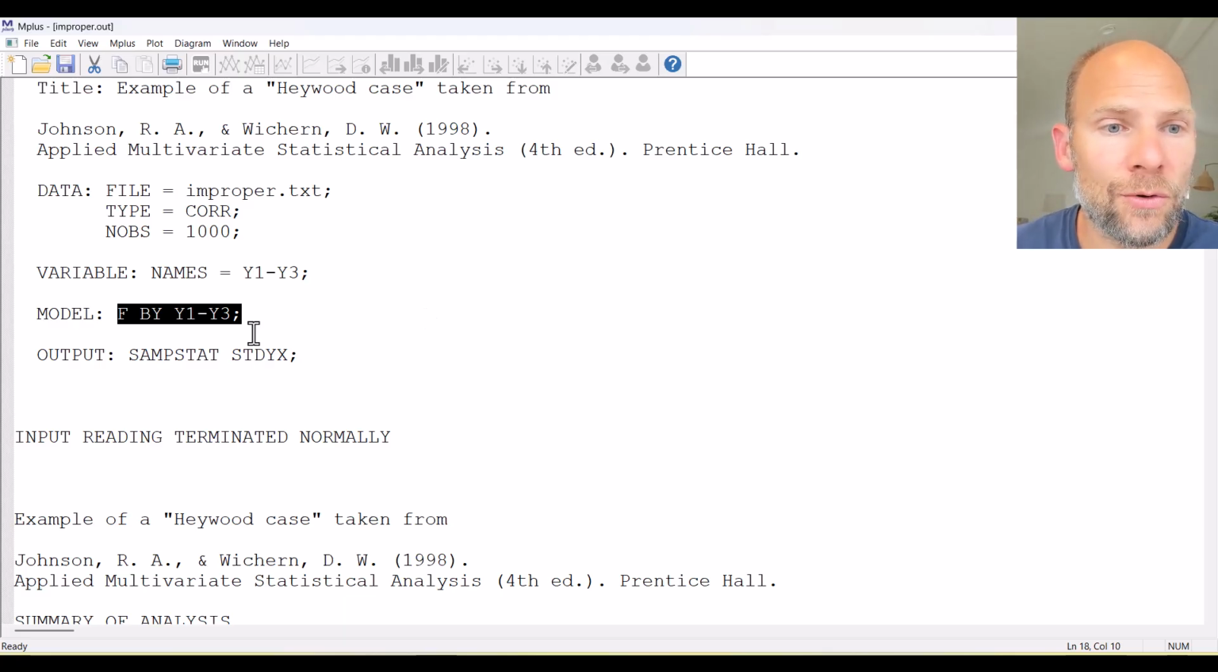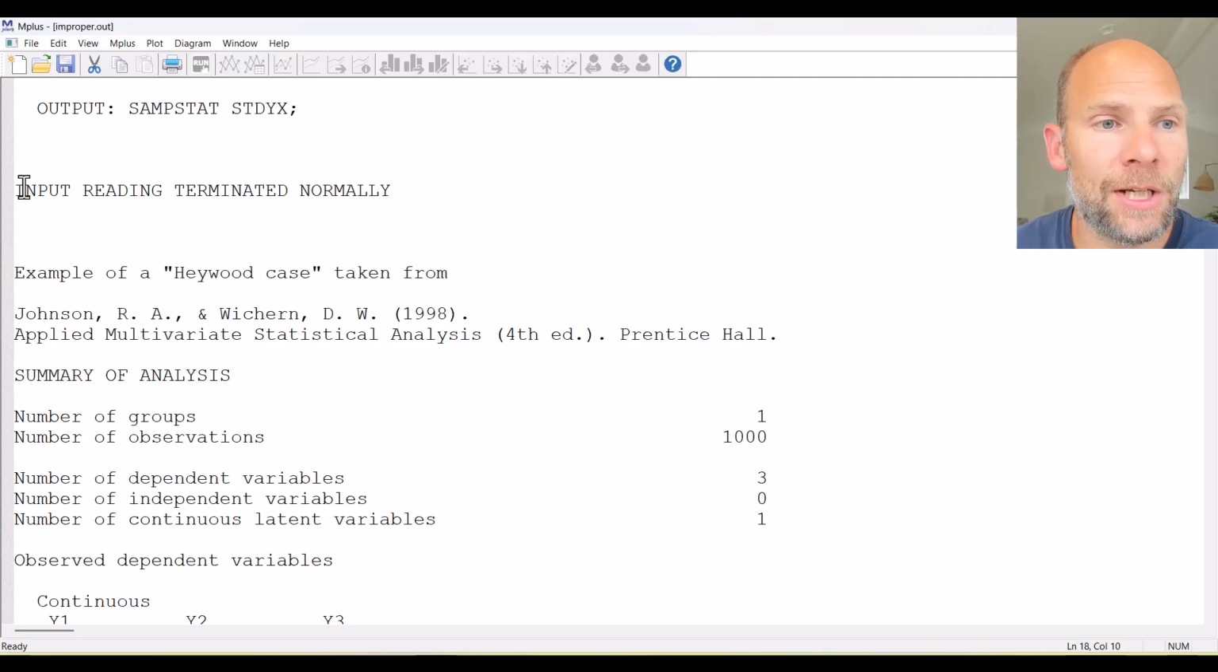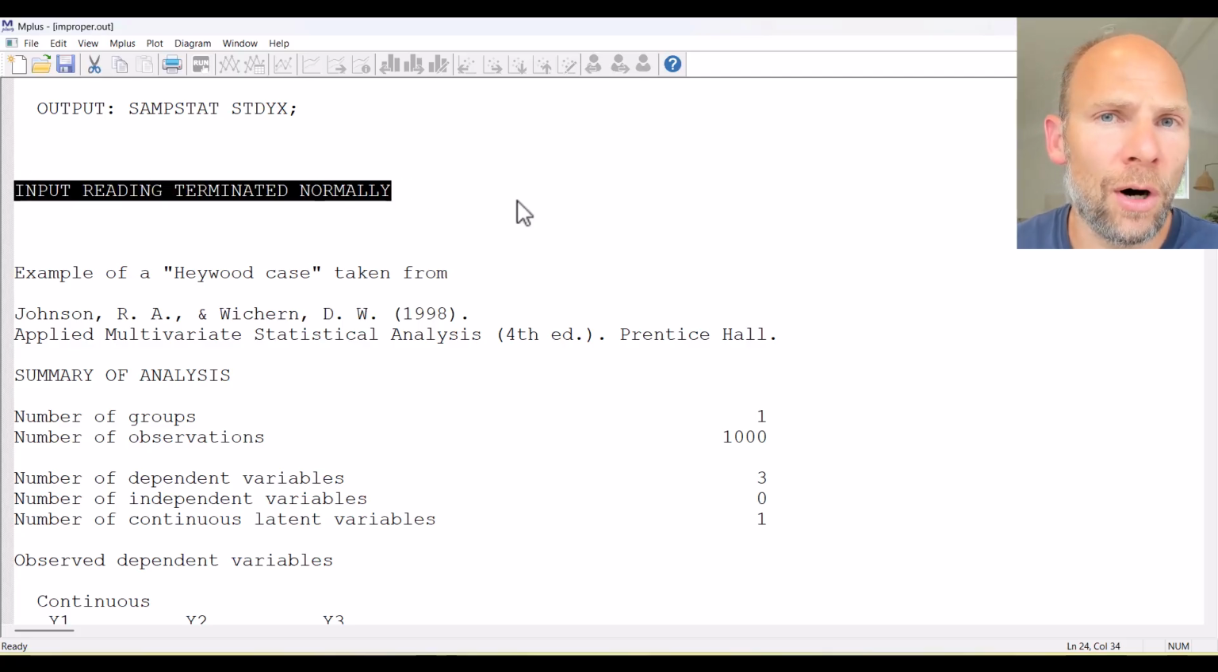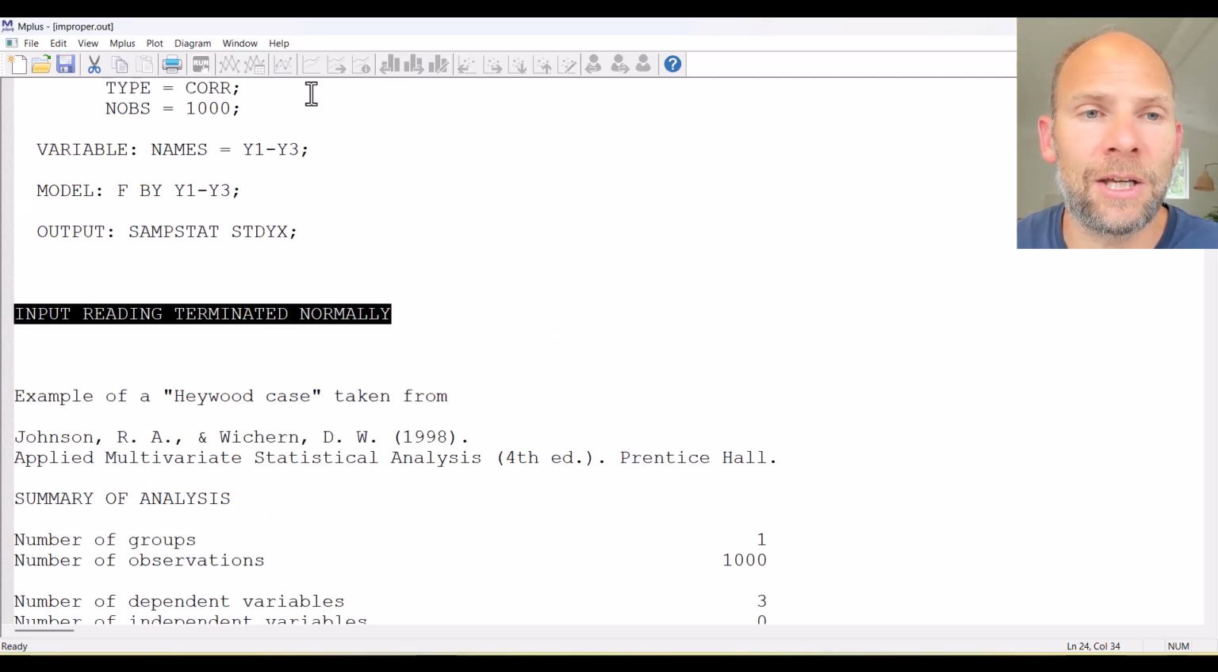After we scroll a little bit, we see this message here, input reading terminated normally. This may make us think everything is fine. However, this only means in Mplus that there was no fatal syntax error. So nothing in the specification here caused Mplus to abort. The model could be estimated, but this does not mean that you have a proper model with all appropriate parameter estimates.